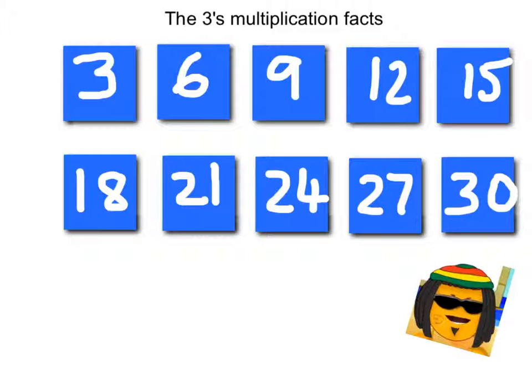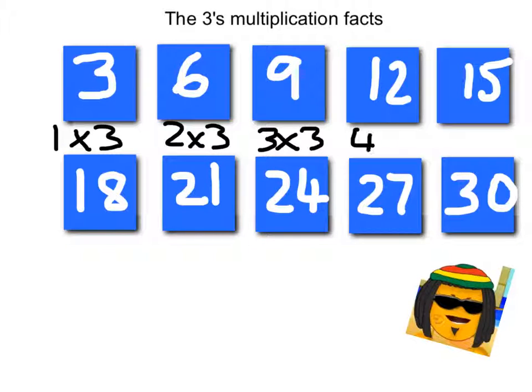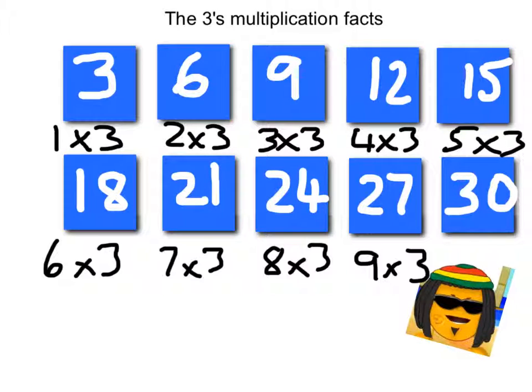Each of these numbers has a matching multiplication fact. The first one here is 1 times 3 equals 3, or 1 lot of 3 is 3. The next one is 2 times 3 equals 6. 3 times 3 equals 9, 4 times 3 equals 12, 5 times 3 equals 15, and all the way up to 10 times 3 equals 30.